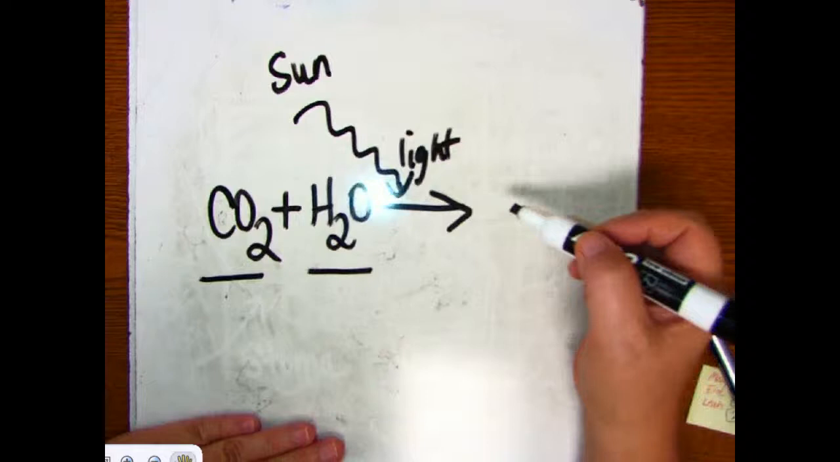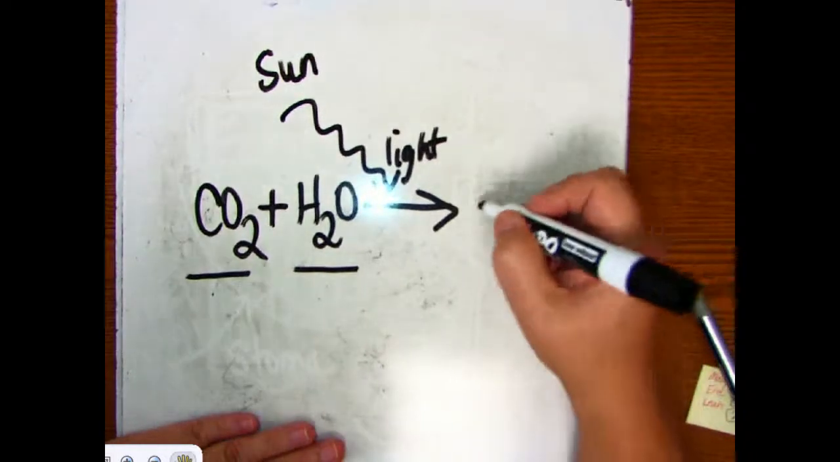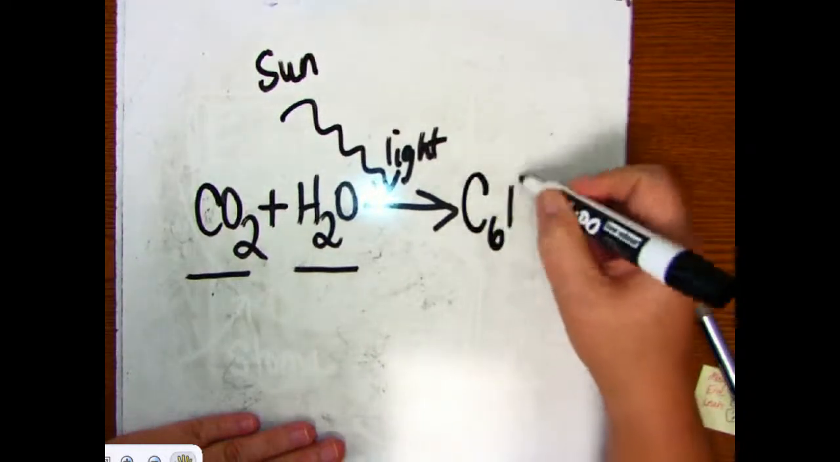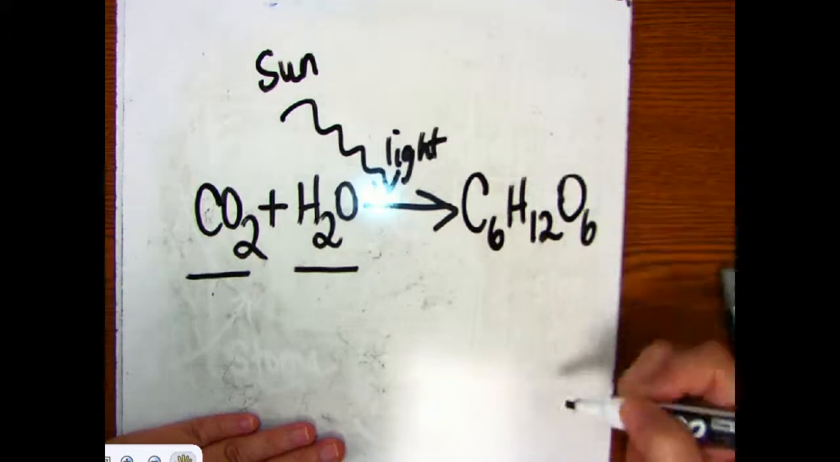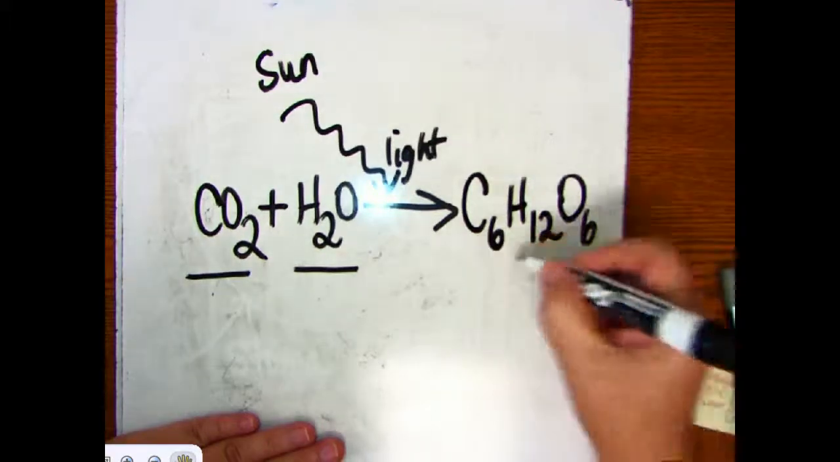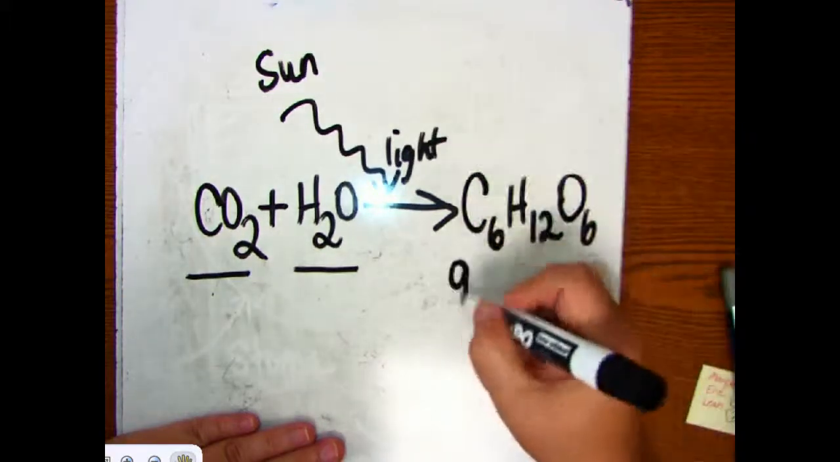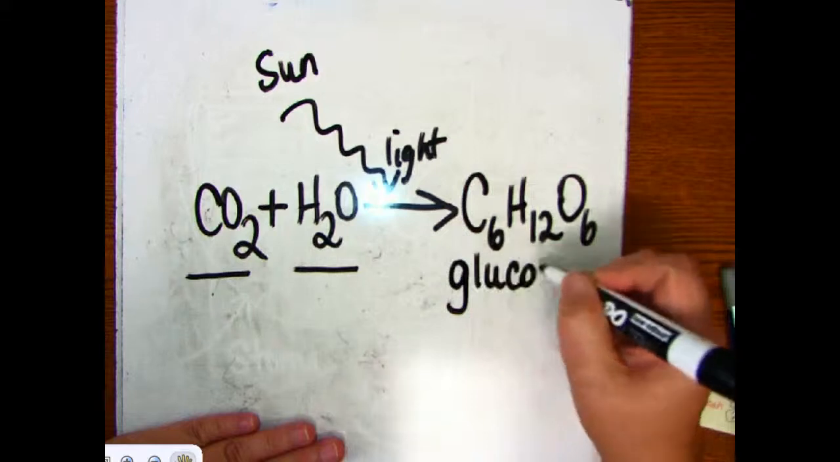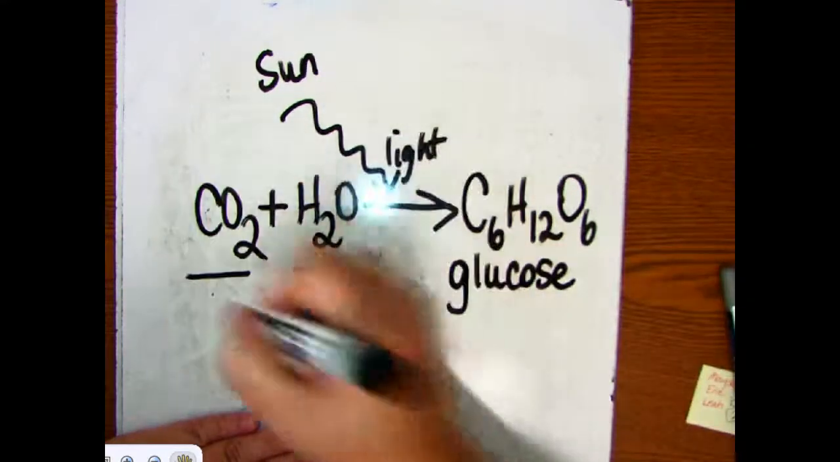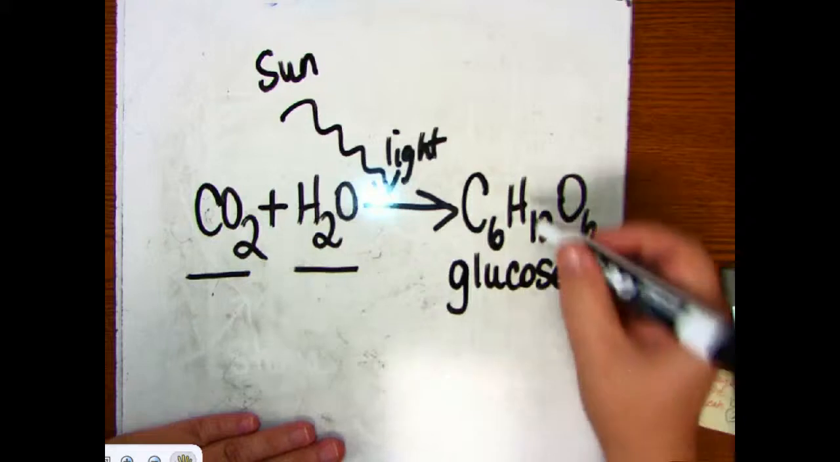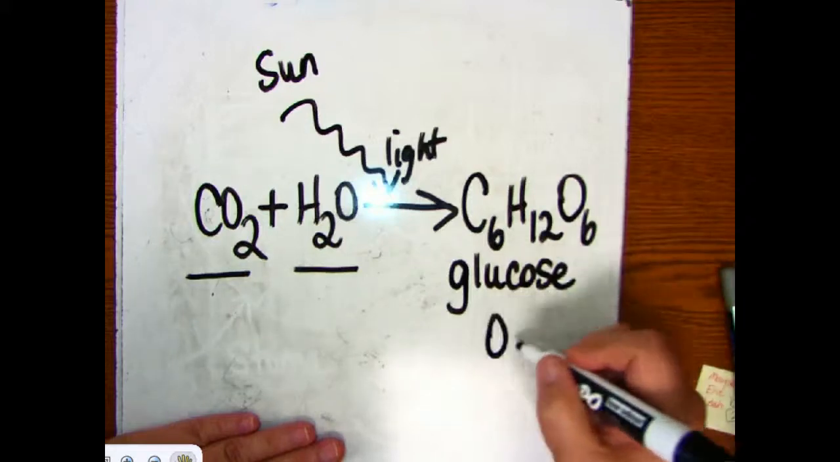And the products of photosynthesis are sugar. You need to understand that the sugar is called glucose, and this is the chemical formula for glucose. You need to know that. You need to identify that as glucose. So the plant functions to produce glucose using carbon dioxide and water. And one of the other products is oxygen.